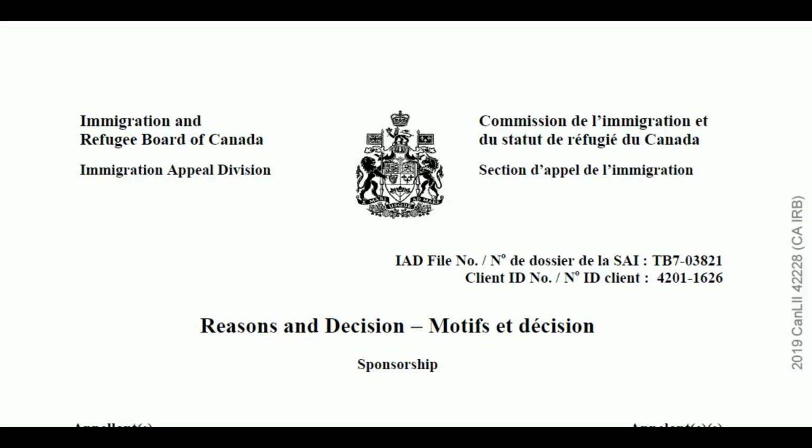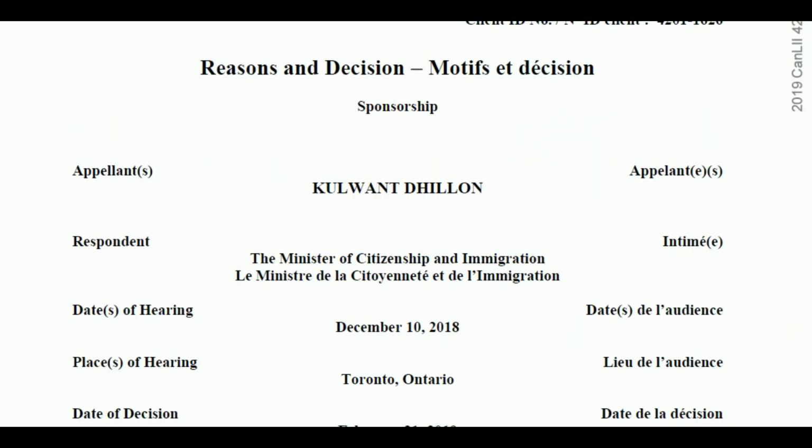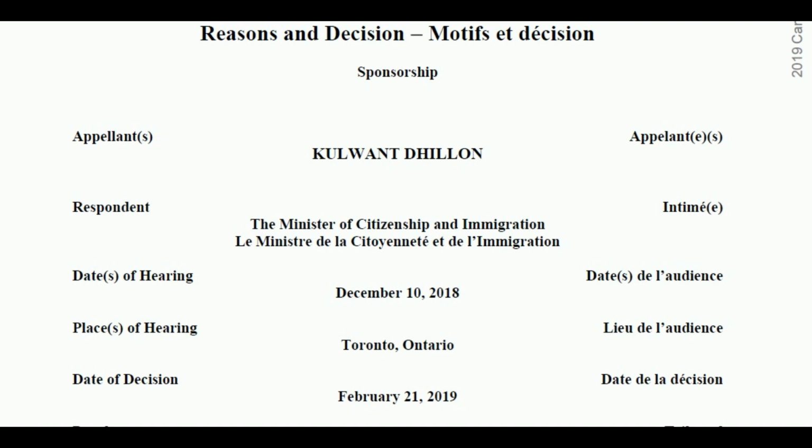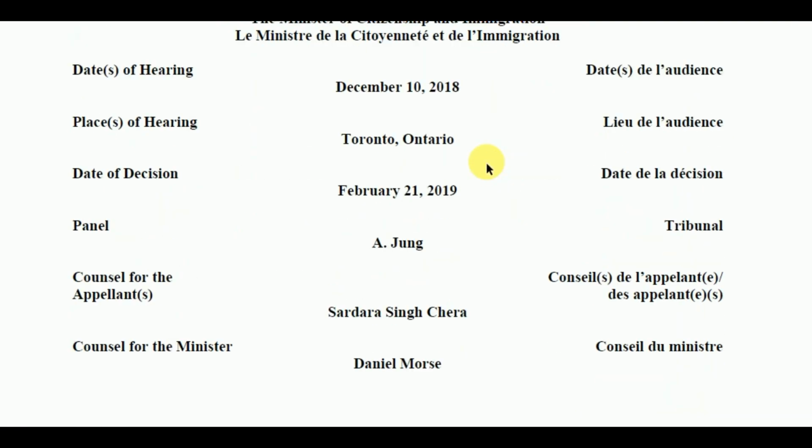Today we're going to talk about a spousal application, and this is an application which got refused and went to the appeal division. Let's see what happens in this. The appellant is a person who is already in Canada and who is a permanent resident or maybe a Canadian citizen, and the applicant would be the person who is in India. So the appellant Kulwant Dillon made a spousal application for the partner who is in India.